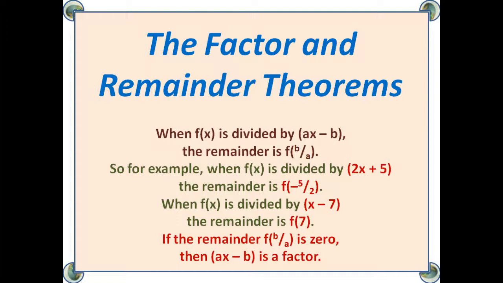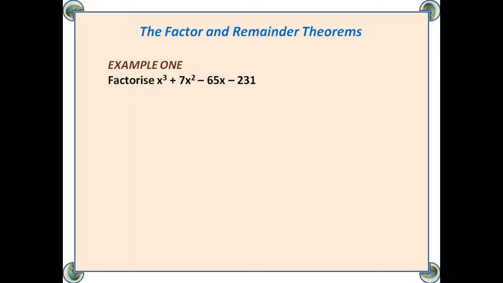f of 7 over 1. And if the remainder f of b over a is 0, that means that ax minus b is a factor, because there's no remainder. How might we use this? Here's an example. Factorise x cubed plus 7x squared minus 65x minus 231.